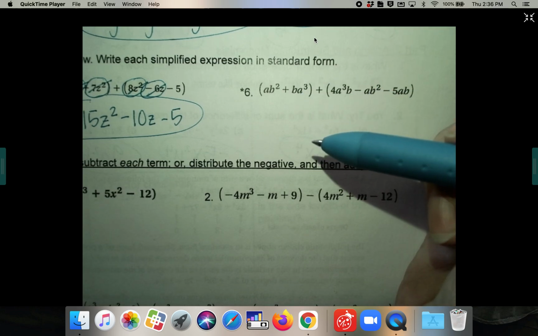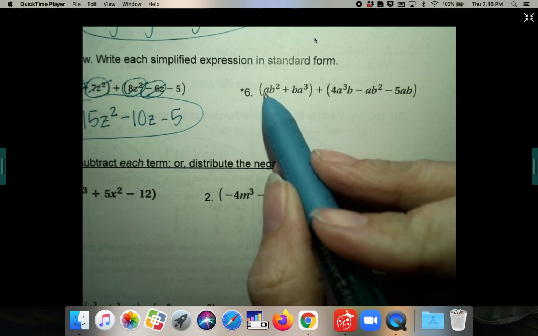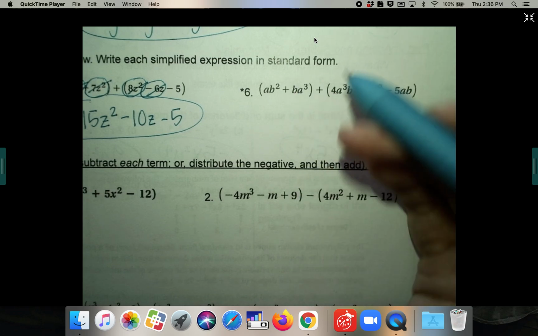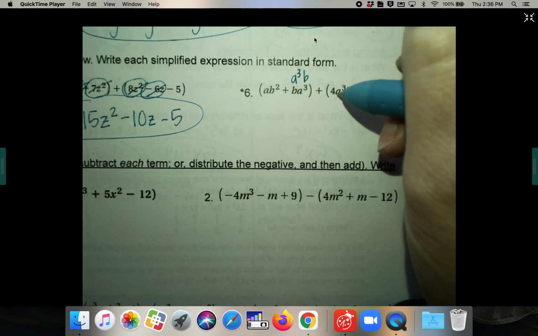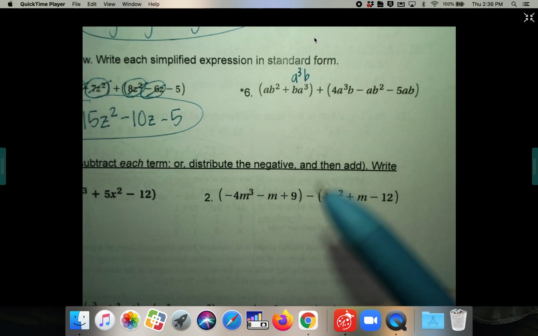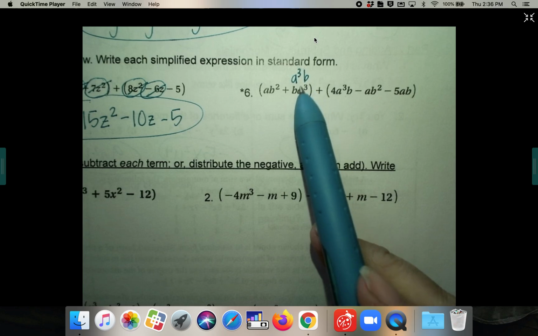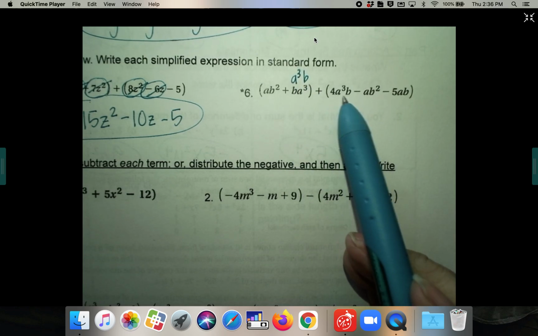Earlier in a different chapter, I told you guys that anytime you have variables, they really should be in alphabetic order. A, then B squared. B, then A, it really should look like this. A to the third, B. So what happened was, it looks like this is not a like term with anything, but when I get it in alphabetic order, it actually is a like term with this one.